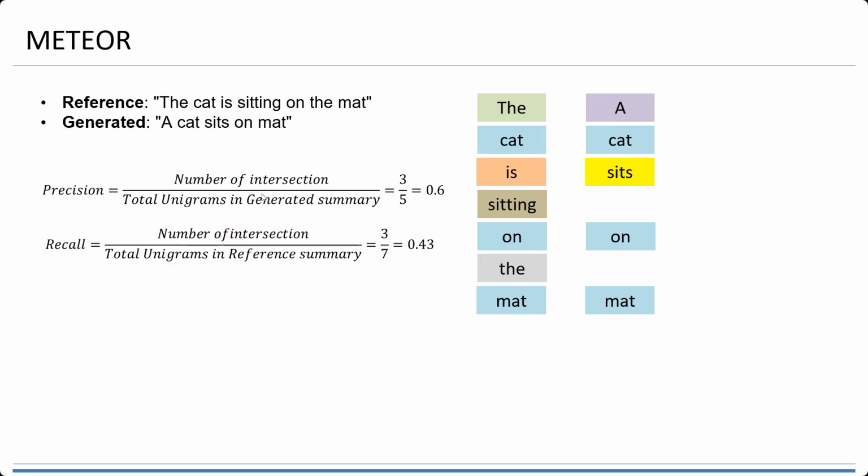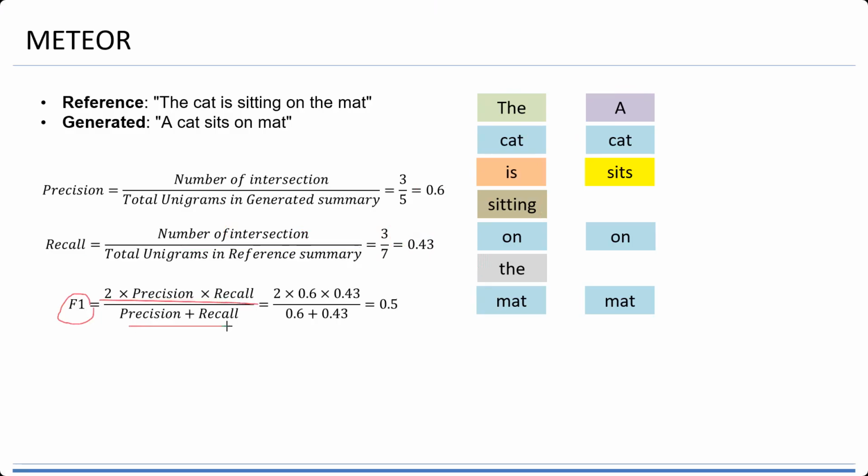Now we are going to look at the F1. The F1 means we need to calculate the precision and recall multiplied by 2, divided by precision plus recall. We have the precision, we have the recall. You just put the values here, and then we get the F1 is 0.5.